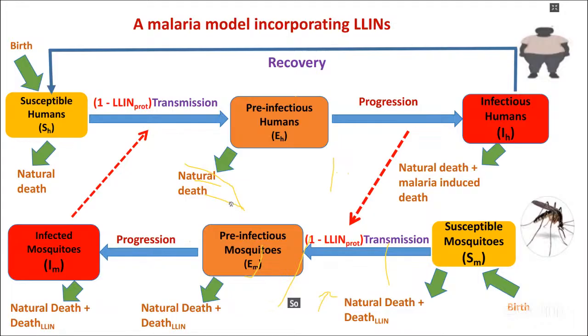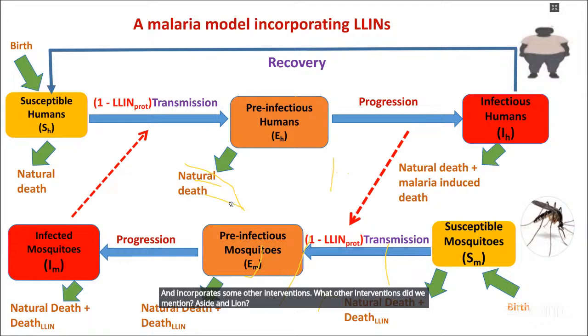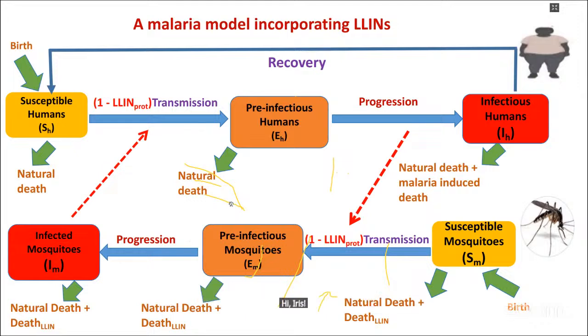So I think it's time for us to now develop our own model and incorporate some other interventions. What other interventions did we mention aside from LLIN? IRS, SMC, what else? IPTP, intermittent preventive treatment in pregnancy, yes. Case management, treatment using an ACT, you can incorporate all those things.